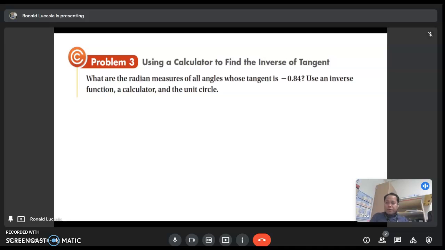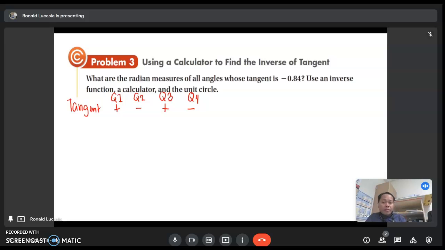Okay, so let's now have the tangent. So remember that tangent in Q1, or quarter 1, is positive. In quarter 2, tangent is negative. In quarter 3, tangent is positive. And in quadrant 4, tangent is negative.